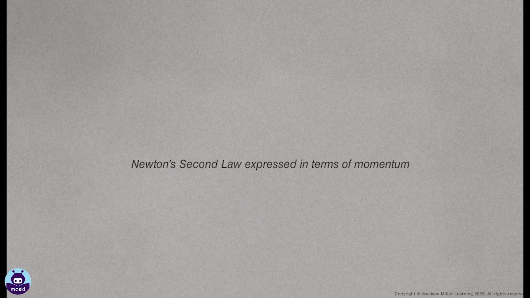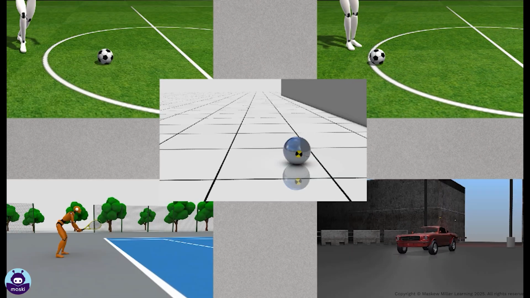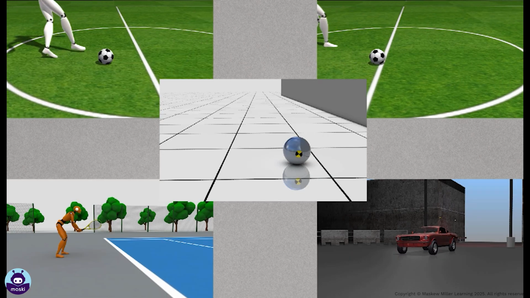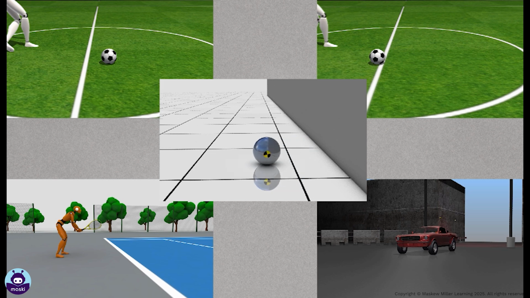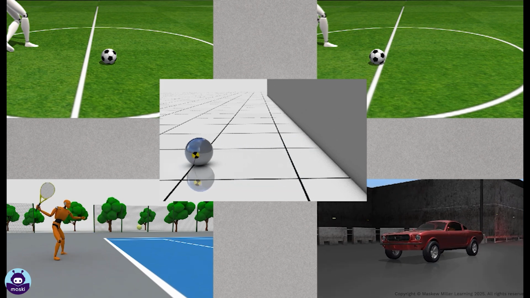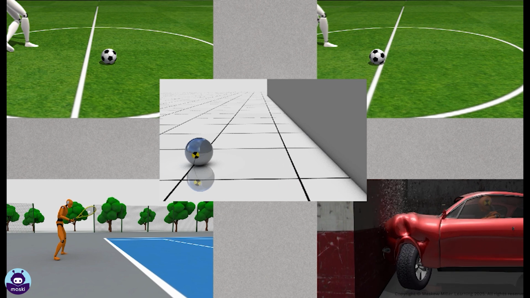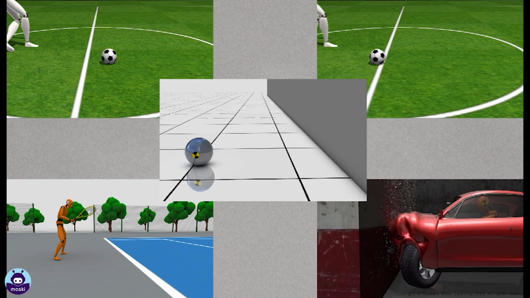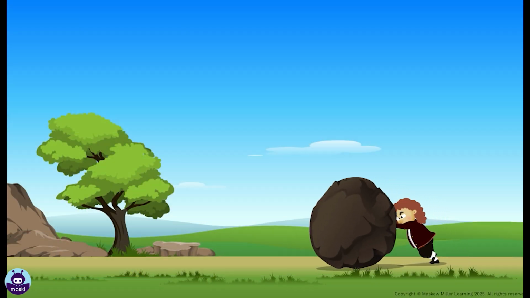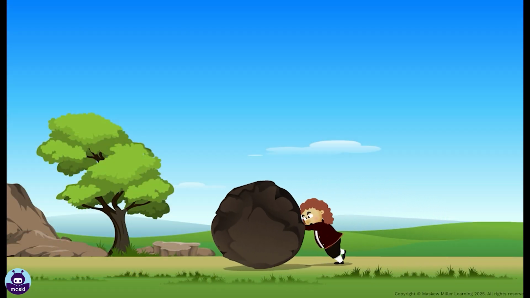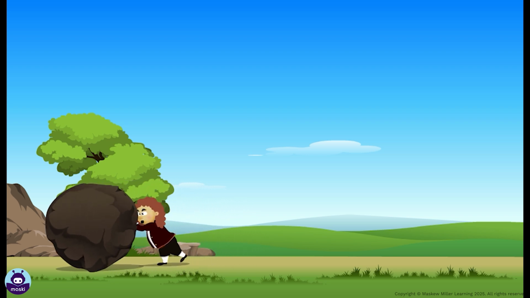Newton's second law expressed in terms of momentum. We saw several cases where the momentum of an object changes. In each case, there was a force exerted on the object that caused its momentum to change. We studied how forces cause motion, and Newton's second law of motion in particular, in grade 11.